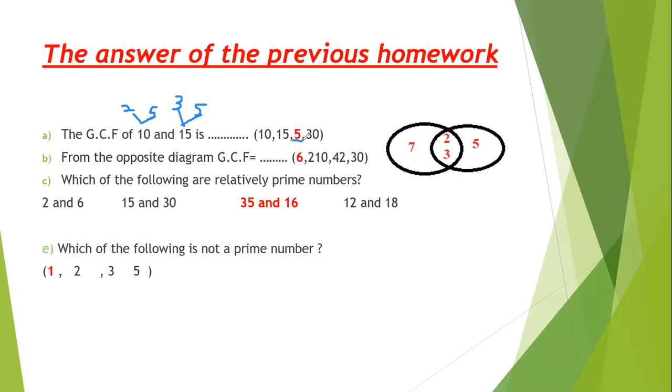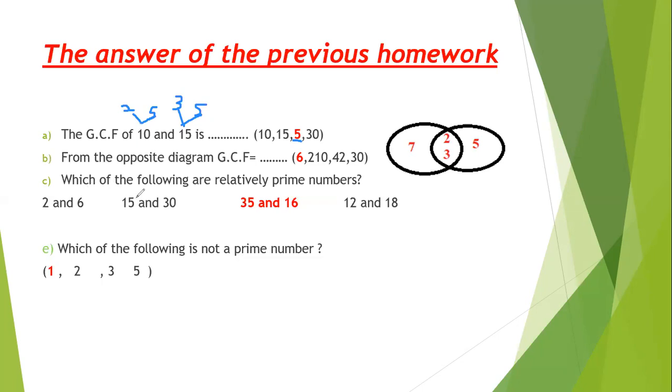Number B, from the opposite diagram, GCF. How can I get the GCF? It's inside the intersecting area. In this Venn diagram, I find two numbers, 2 and 3. When I multiply 2 by 3, this will be the GCF.